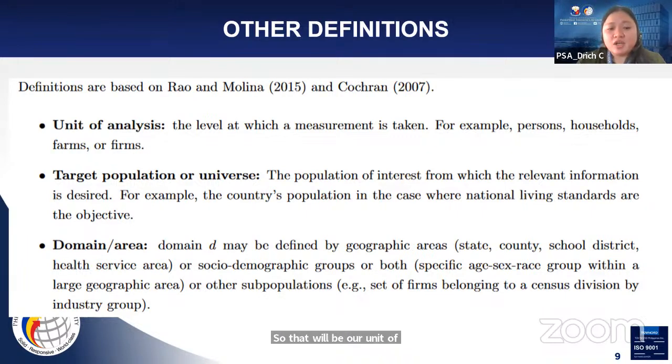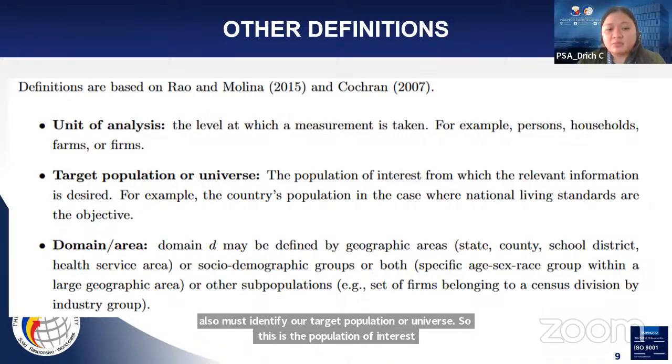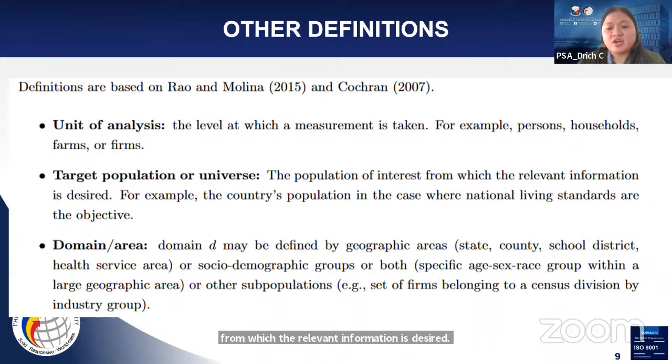And then we also must identify our target population or universe. So this is the population of interest from which the relevant information is desired. For example, the country's population in the case where national living standards are the objective. So it will be depending on the question of who will be using our data. So who will be using our data? They will be the ones to answer what their target population is.